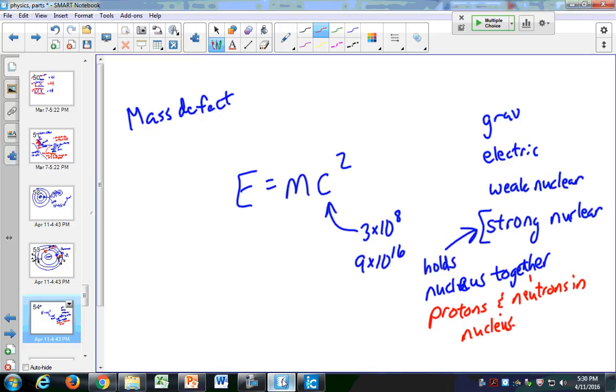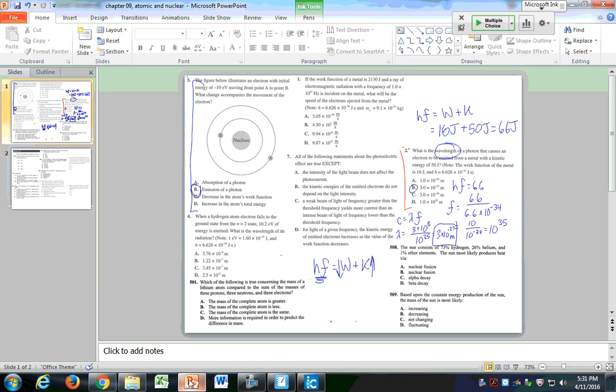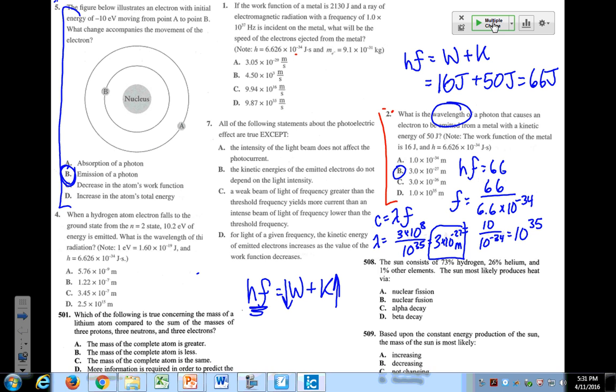All right, let's see if there's any questions here. Yeah, let's do number 508 and 509. These are pretty straightforward. Let's try that. 508 and 509 down here in the bottom. We'll do 508 first.